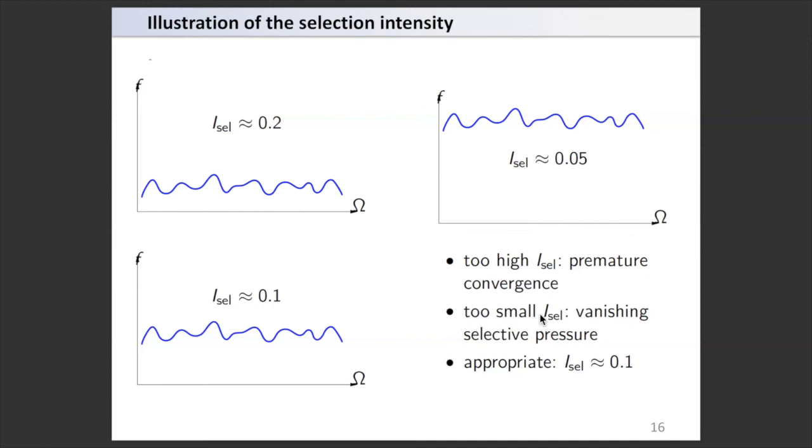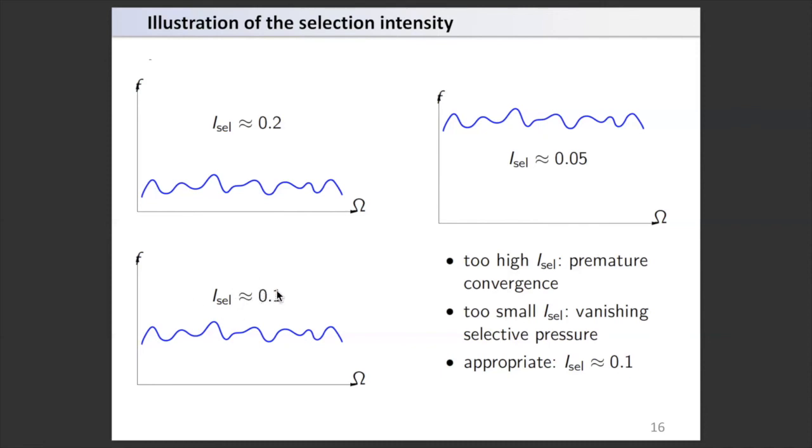This is too small a selection intensity, so we have vanishing selective pressure. This one is resulting in premature convergence. For this one, it is too small, so it results in vanishing selective pressure. And this one is corresponding to the appropriate selection intensity.